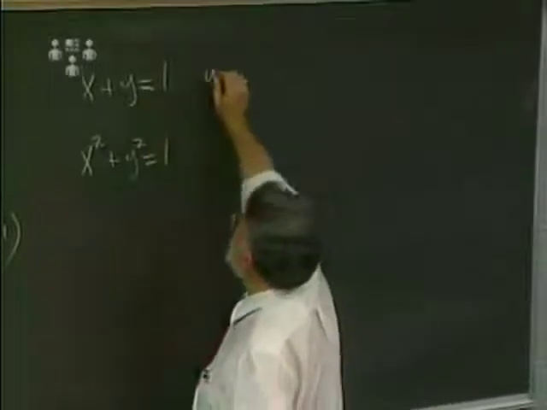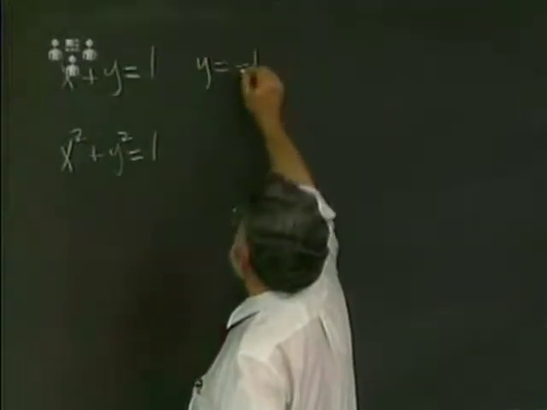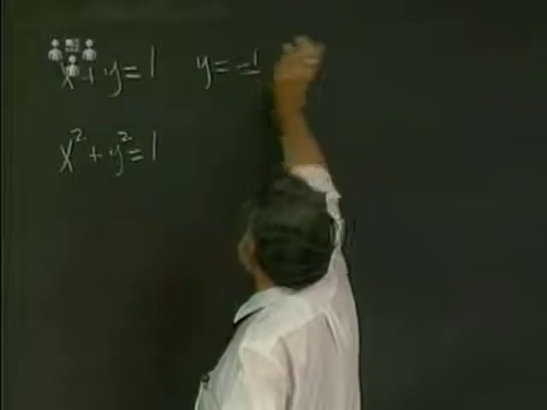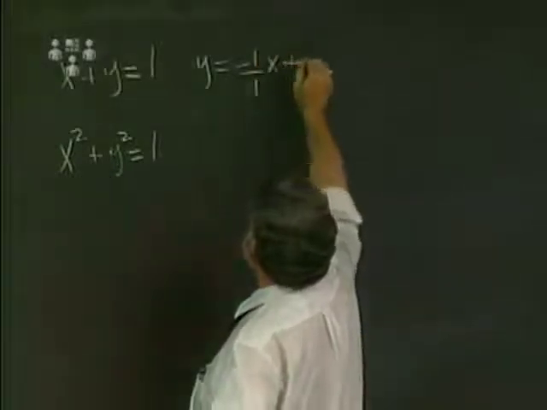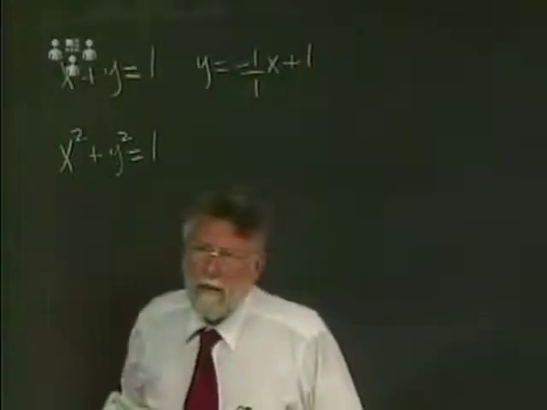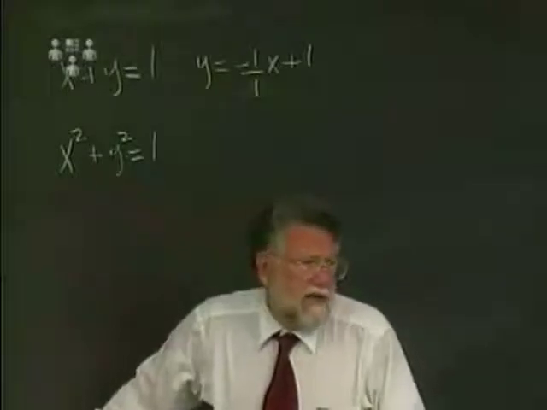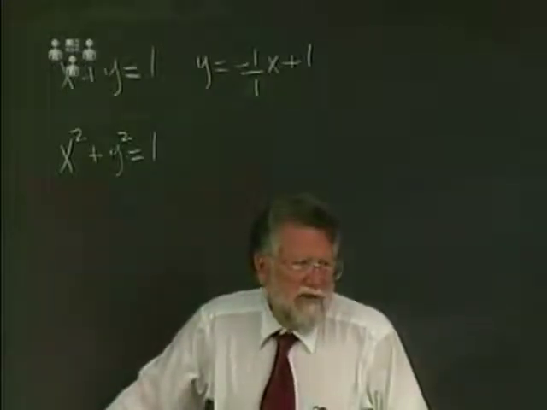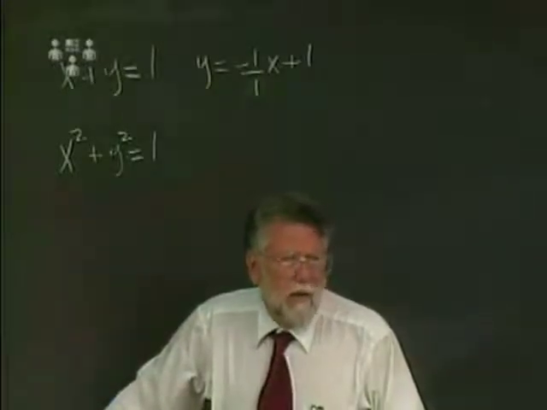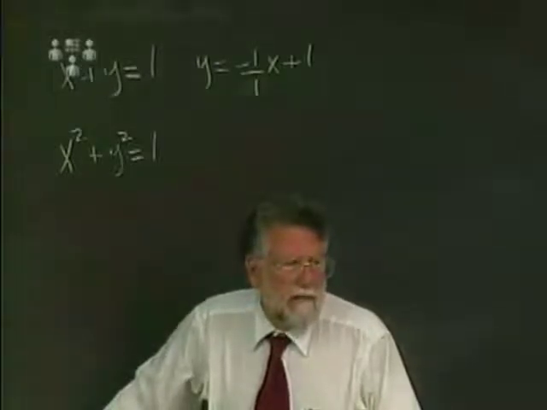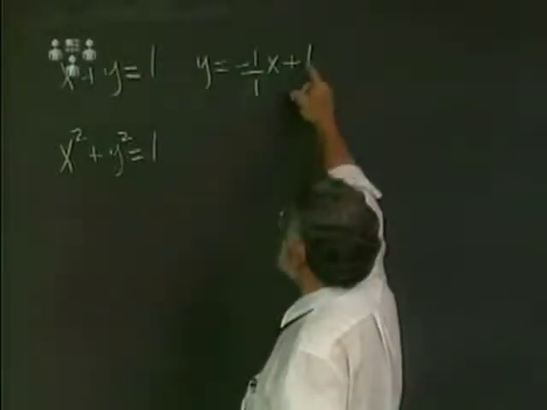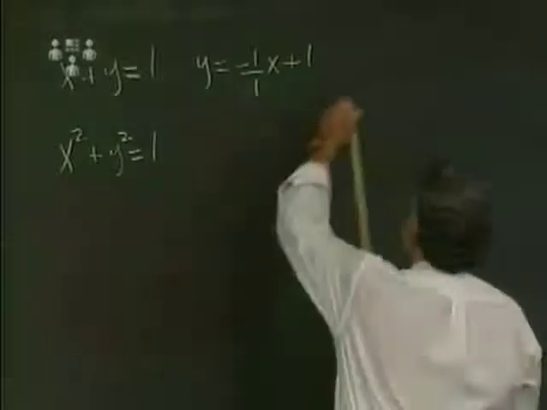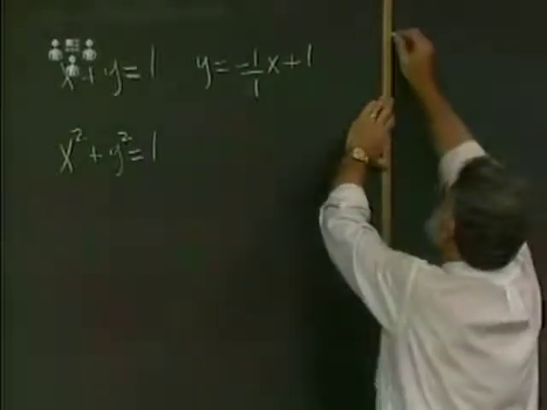And if I rewrite this, this becomes y equals negative 1 over 1x plus 1. Negative x has a coefficient of negative 1. So the slope is negative 1 over 1. So that says go over 1, down 1, and you're at your point. And the intercept is at 1. So we know how to graph that pretty fast.